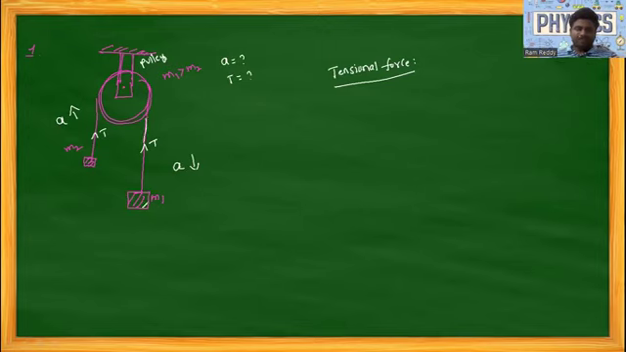Here the external force, the gravitational force mg, will be downward, so the tensional force will be upward. For a rope or string, the tensional force acts in the upward direction. That is also a force, equivalent to F. If we take mass M1 separately and draw the free body diagram, downward acts the gravitational force M1G, and upward the tensional force T.